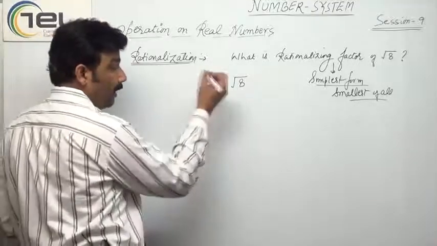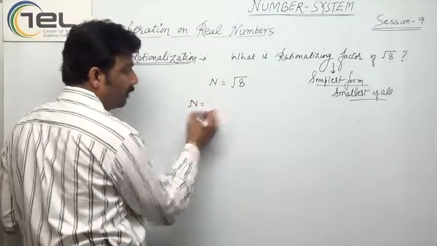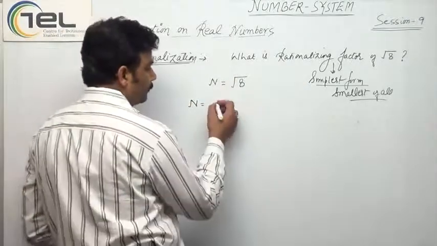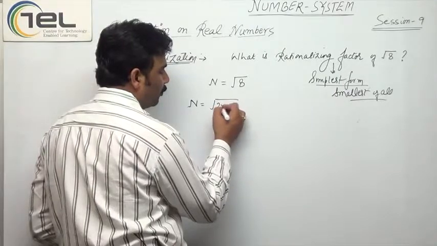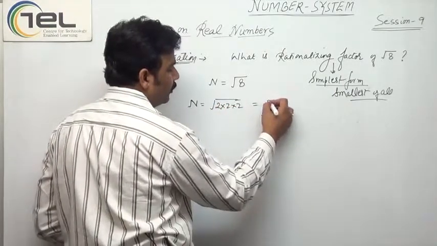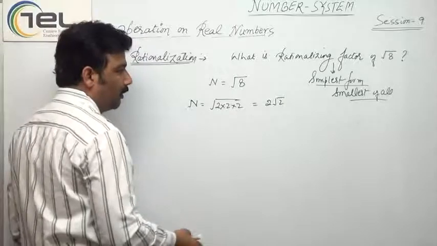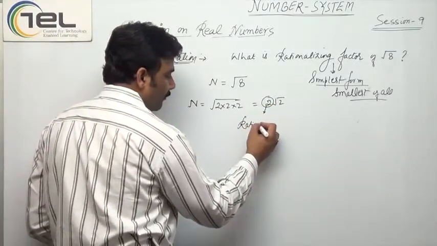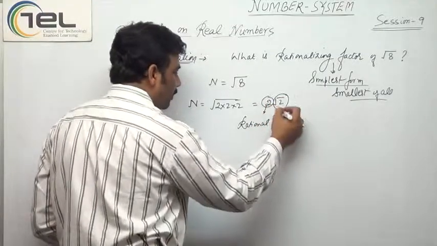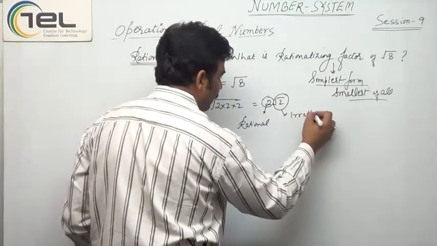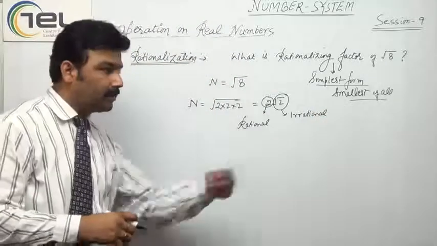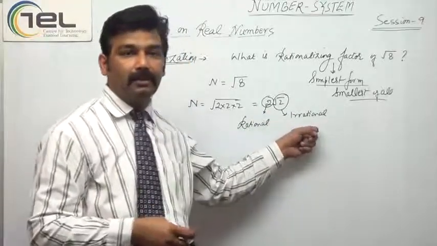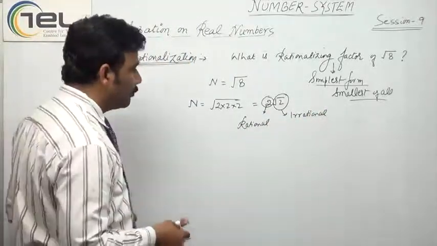It is like this. n is this, so n can also be written, just try to make it in the simplest form. What is it? It is 2 into 2 into 2. It becomes 2 times root 2. Now, this 2 is rational. So this is the only part which is irrational, and I have to make this rational. My motto is to make this irrational part rational. So how will I do it?